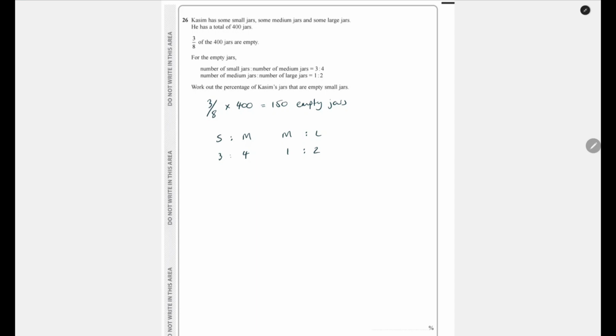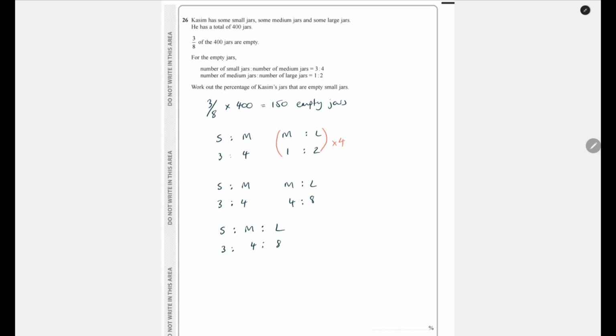So we can combine both of these ratios, but we just have to make sure that the medium jars are the same number. So we're going to multiply this ratio by 4. And that should give us small to medium is 3 to 4. And medium to large is now 4 times 1, which is 4, and 2 times 4, which is 8. So now that we have the same number of medium ratios, we can combine these ratios together. So small to medium to large is 3 to 4 to 8.